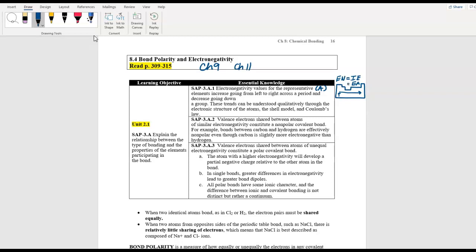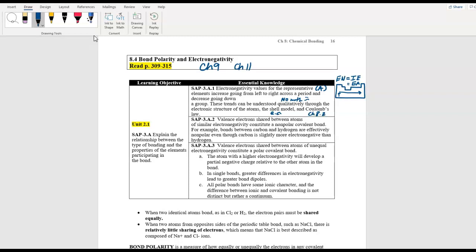Be very careful when you're trying to relate the three of them because they are completely different. Two of them have to do with energy. One is more of a rating system. So these trends can be understood qualitatively, which means no math, through the electronic structure of the atoms, through shell models, aka electron configuration, and through Coulomb's law, which we just saw in 8.2.